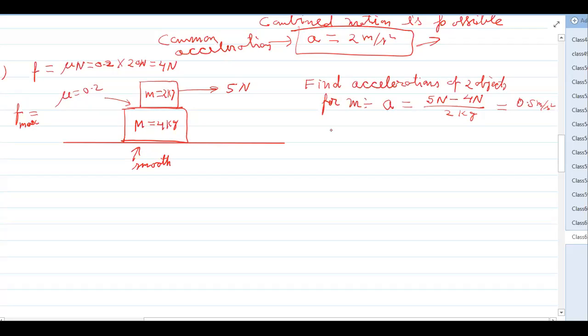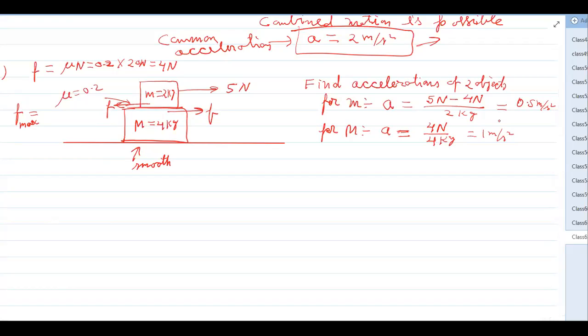Okay. And for the second object, for capital M, you will find acceleration since friction is acting forward. On the upper object this friction is acting backward, and on the lower object the friction will act forward. For the second object, you will write 4 Newton friction divided by 4 kg. So you are getting 1 meter per second square. Most of the students will find this acceleration and think that this is correct.